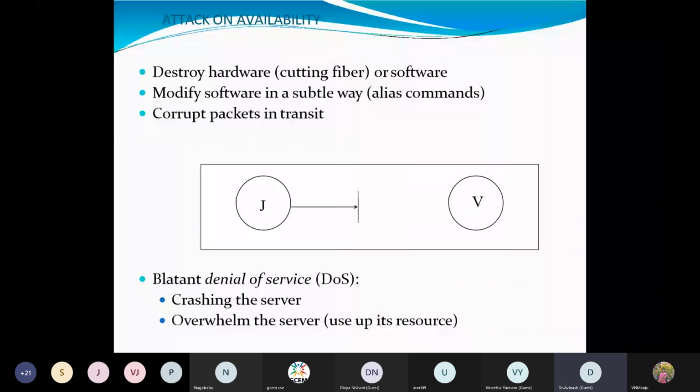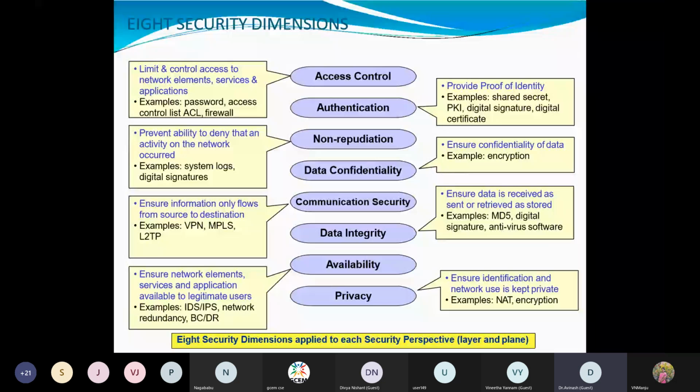So here we have to see the different dimensions of security. The first dimension is called the access control dimension. Second is the authentication dimension. Third is non-repudiation. Then another one is data confidentiality. Then communication security. Then data integrity, then availability, and the last one is privacy.